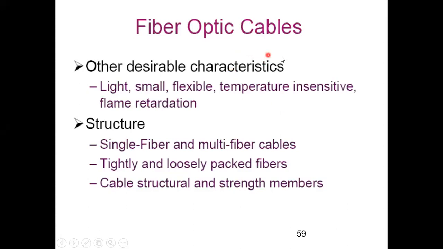Other desirable characteristics which this cabling should give me: see, fiber is very thin and light, but suppose if I cable the fiber and it becomes thick, it becomes heavy, then there is no meaning. So whatever protection I apply, it should be light, it should be small, it should be flexible. The fiber is glass, but if I made the cable of a material which catches fire, again it is meaningless. Sometimes temperature is rising, there should not be any distortion. So whichever material I select for the cabling, it should be temperature insensitive and it should not catch fire.